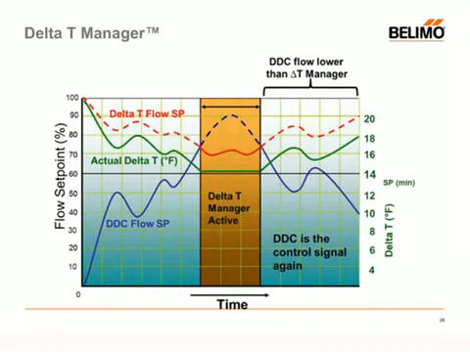So basically, that's another look at how the Delta T Manager works. Again, what it does is reduce the flow through the valve to optimize the coil based on the coil's current condition. Very powerful function, and something that we're very proud of here at Belimo.